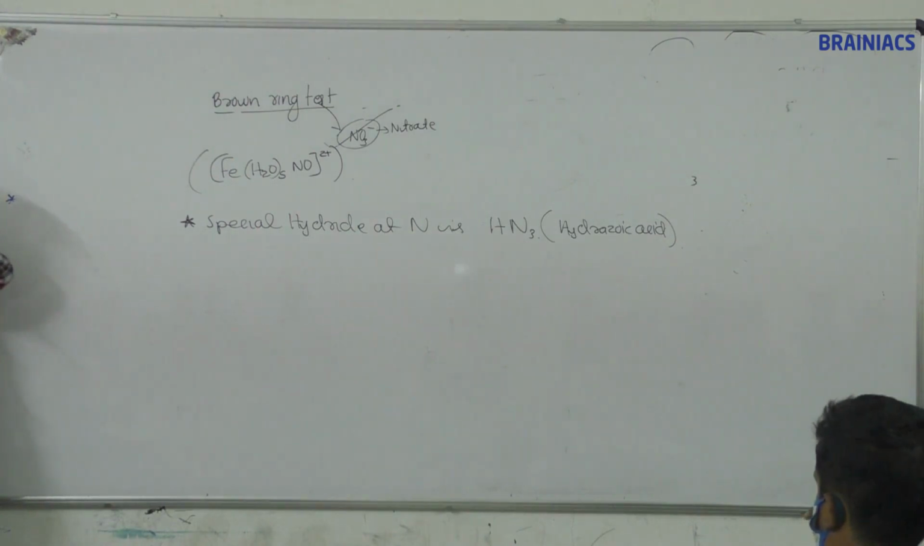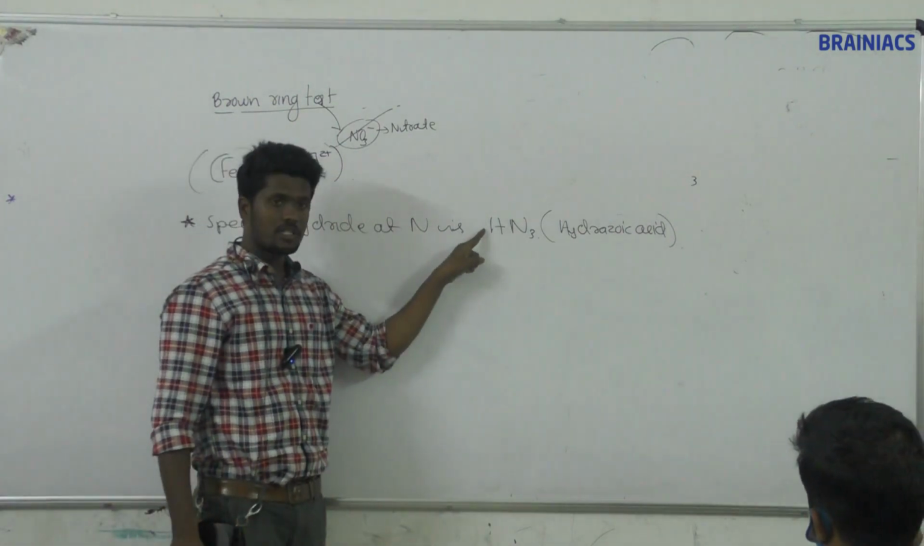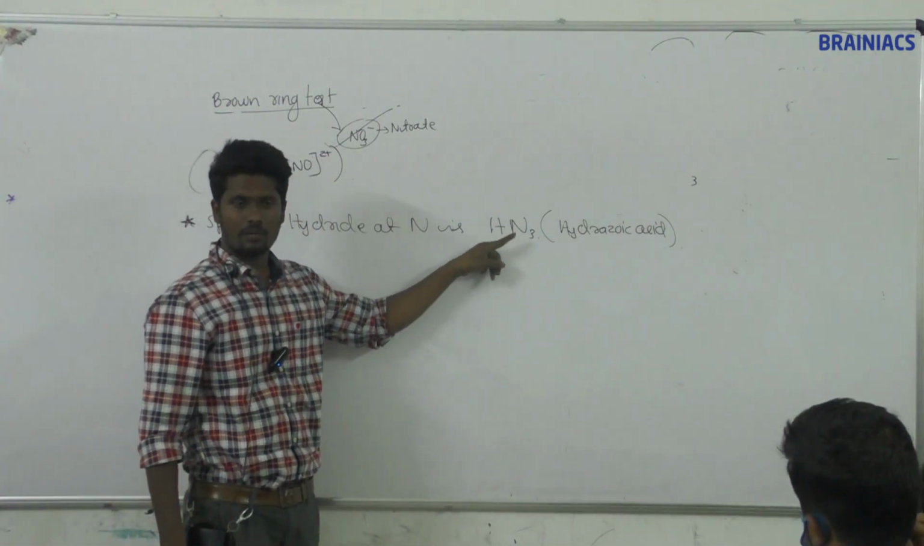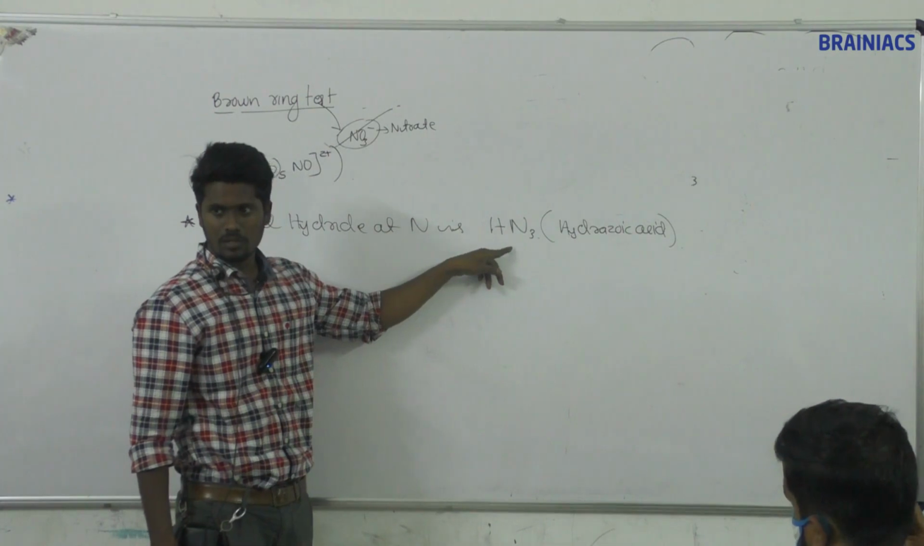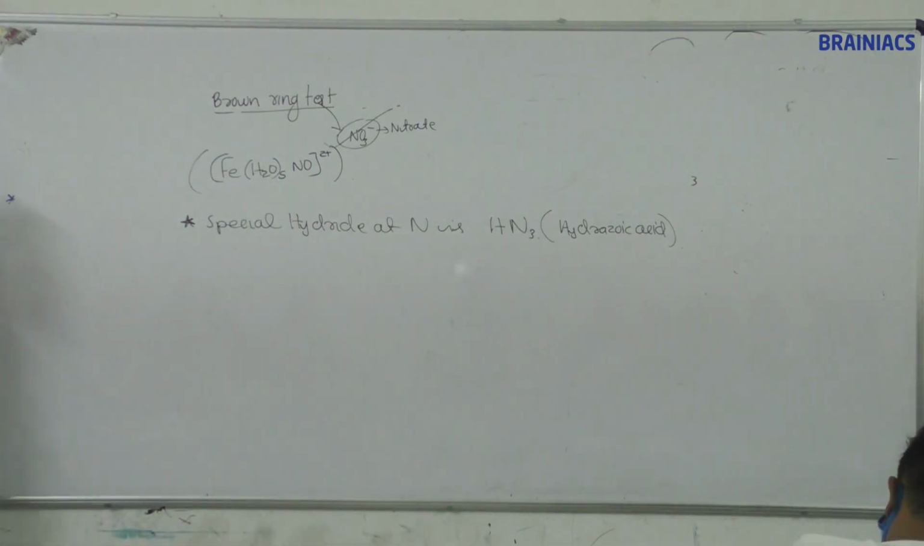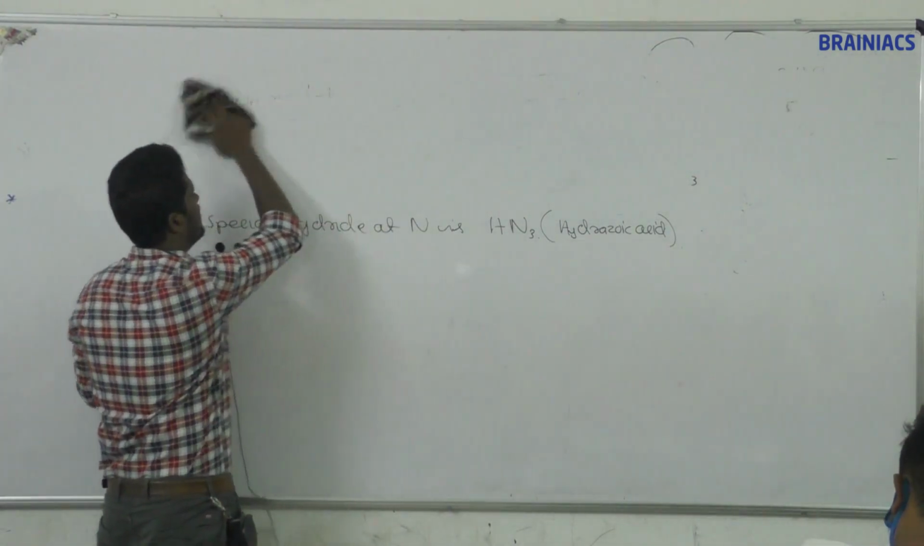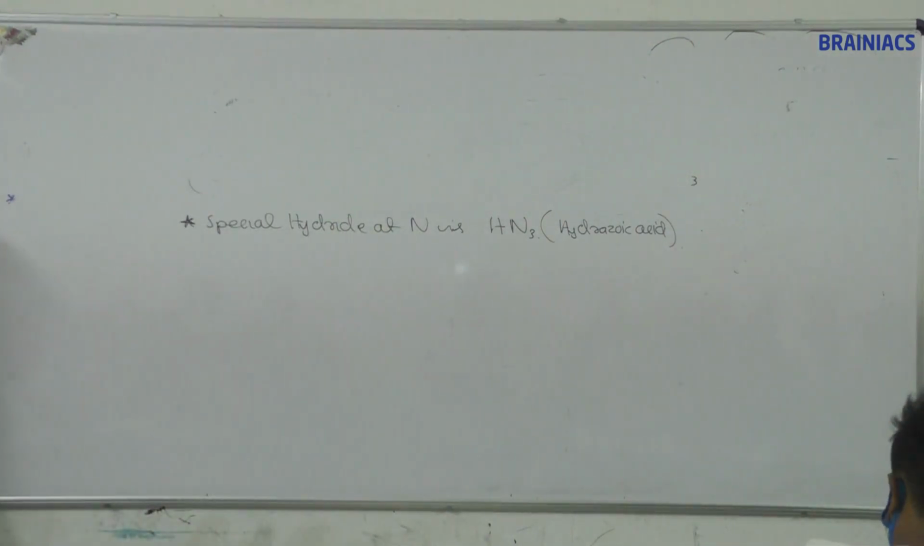So what is the ion present here? The ions present here are H+ and N3 minus 1. Which is the ion N3 minus 1? Azide. Okay. What is the normal hydride of nitrogen? NH3, ammonia. Okay, HNO3. Next.